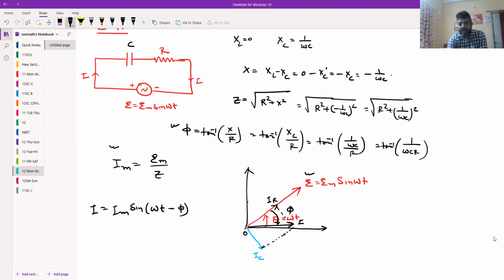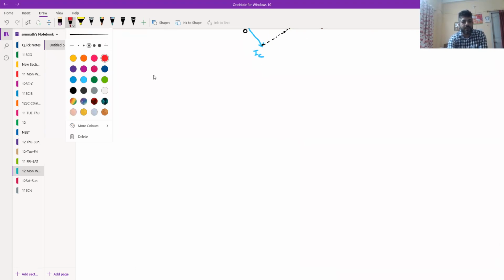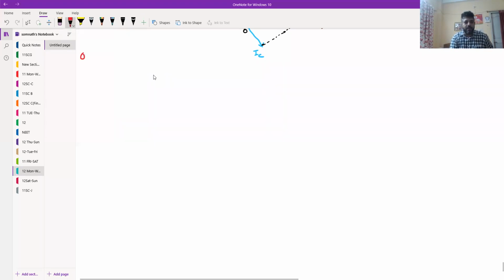Now again I want to give you one numerical from that part. So the question is that, in the circuit shown in the figure, the potential difference across... this is also an inductor and resistor. No, I need the capacitor question, not this one. Wait, just give me one.